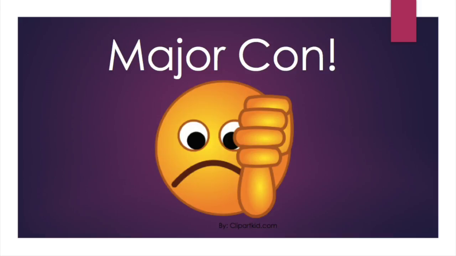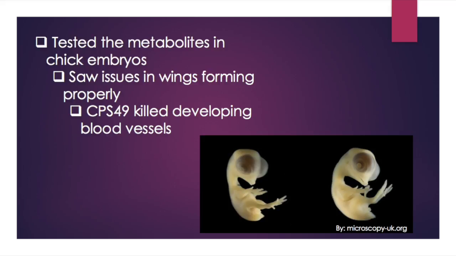The companies back then did not see the failure of limbs as a realistic side effect for the drug. Here's what they missed. After the fact, they did testing on the drug and tested for metabolites in chick embryos. They noticed that there were issues with the wings developing properly. CPS-49 was a metabolite that was killing the blood vessels. When these blood vessels died, the limbs could not form properly.